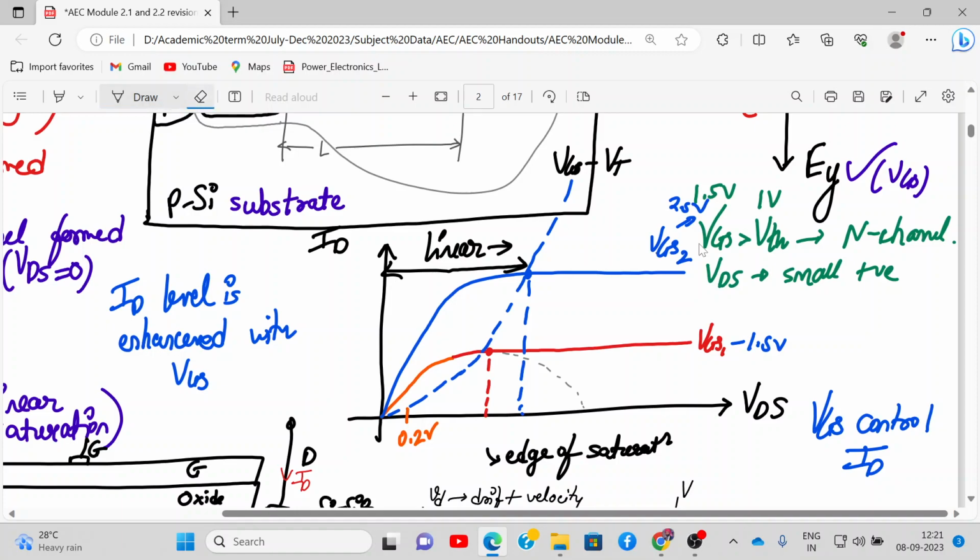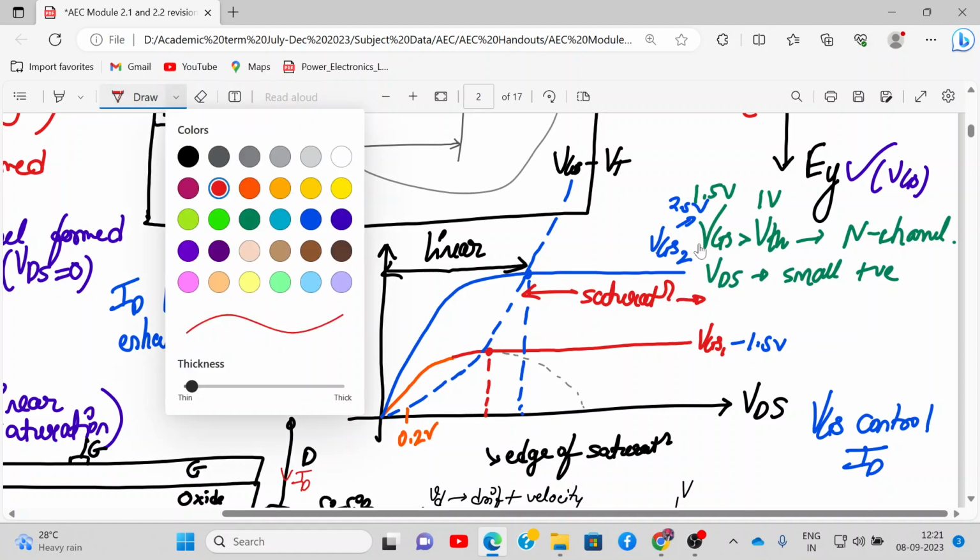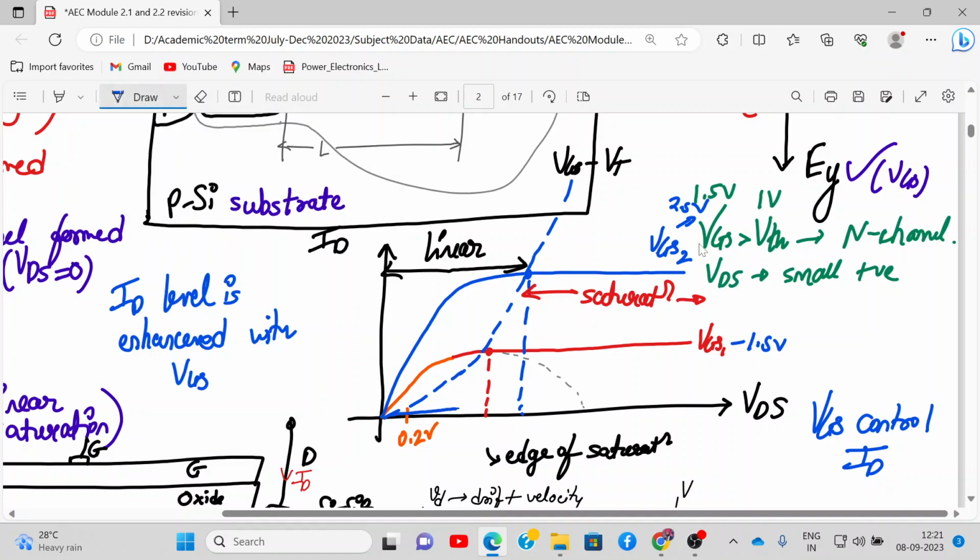Okay. And this region where the current saturates is called the saturation region. This is the saturation region. And where is my cutoff? Cutoff will be somewhere around here. It will be on the x-axis itself, where VGS is less than VT. I'll not draw it, for simplicity. So cutoff will be on the x-axis. This is VGS less than VTH. So this is my cutoff region.